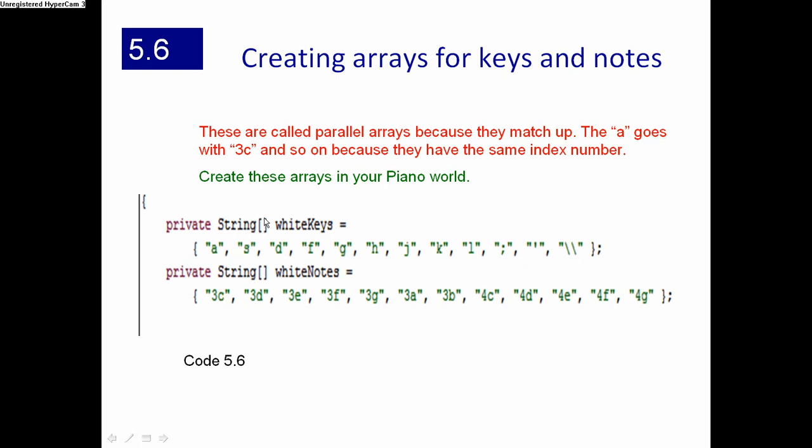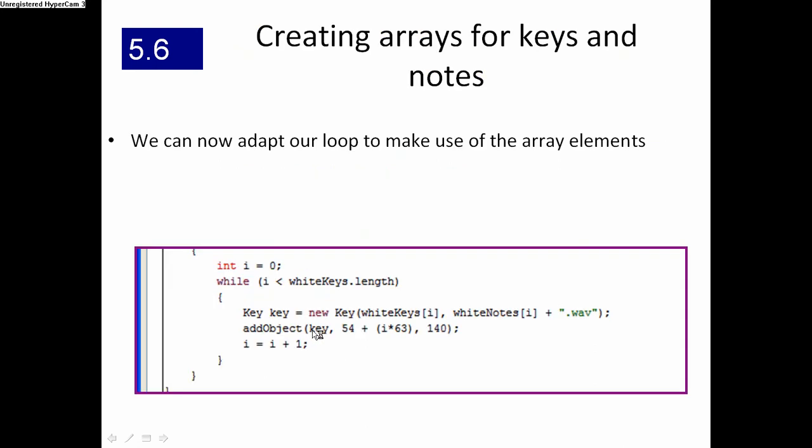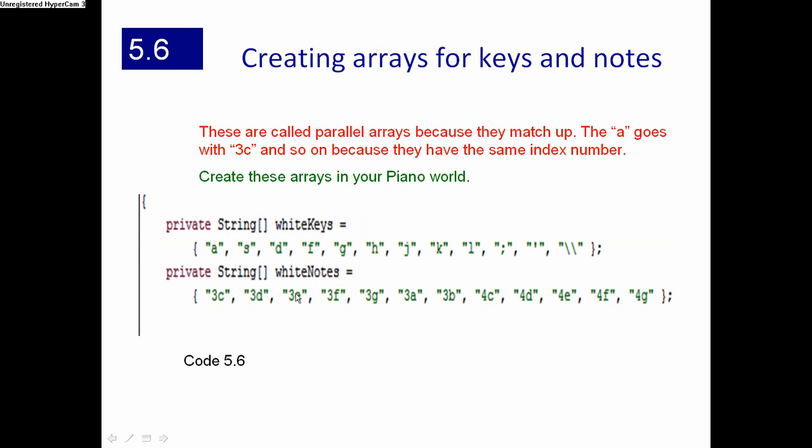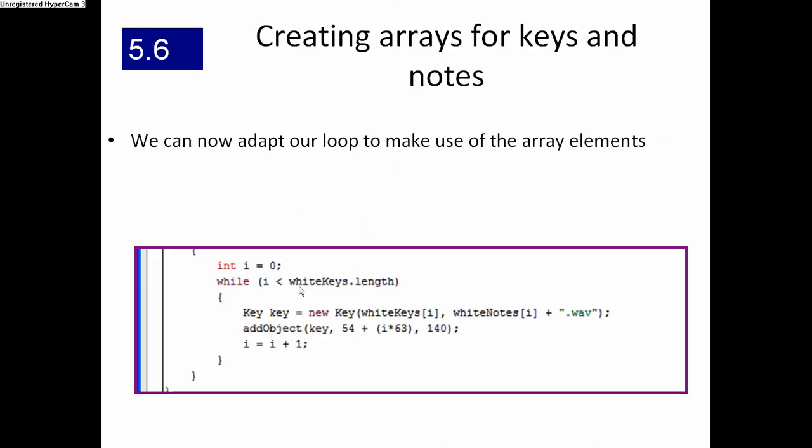Okay, so you're actually going to create these in the piano world, and just like any variable, like an instance variable, they go up at the top. So create these. All right, we can now adapt our loop to make use of our array element. So look, we have these things, right? But we have to use them. So we actually have to use our loop to add them. So here's the code that's going to do it.